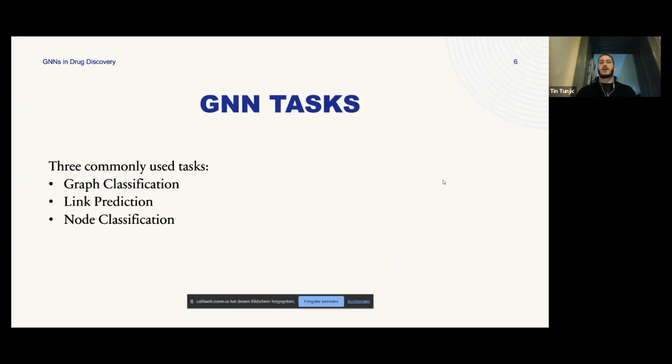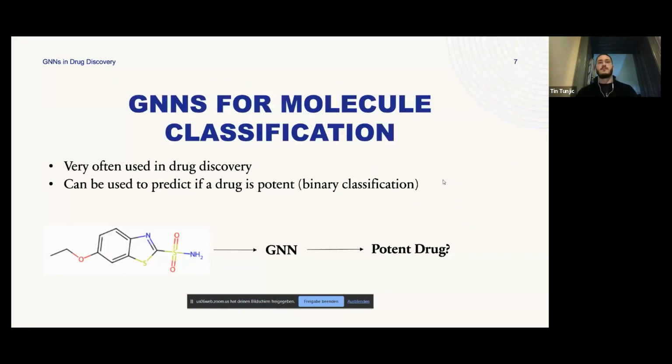So that's link prediction. And then also there's node classification, where for each node of a graph, we try to classify what it is. For example, we could classify what type of atom it is, or various other kinds of classifications.